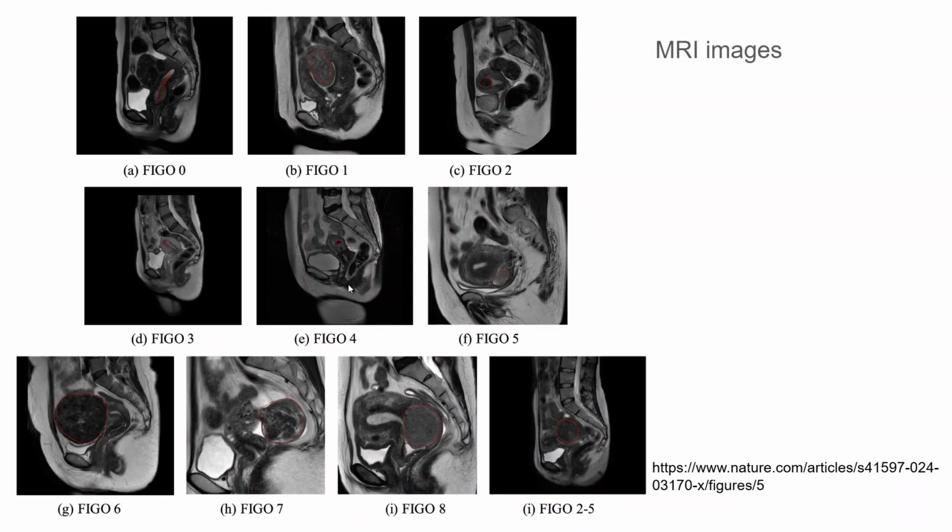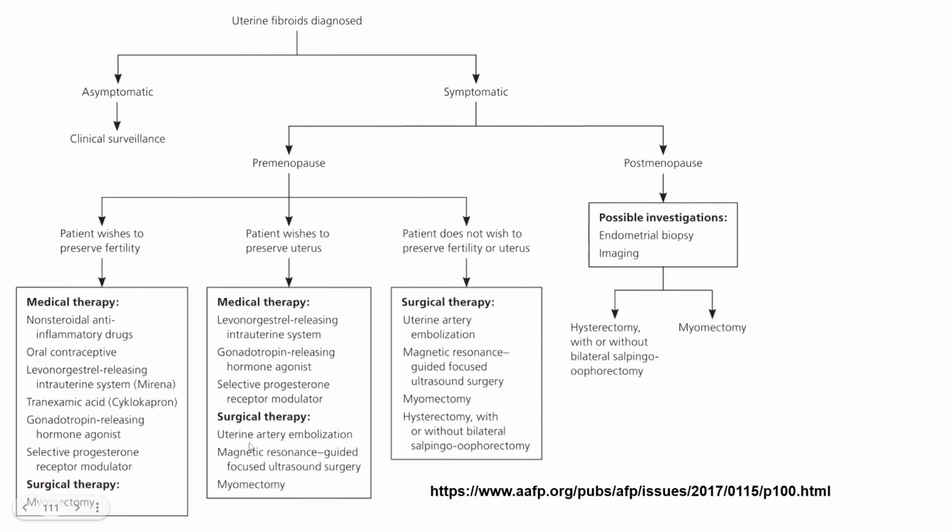The other investigation is MRI. MRI images again as per the types, type 0 to type 8. The same are seen over here in the selected images. It's for academic purposes. MRI would be in a better position to locate the fibroid and its relationship with either the serosal or the endometrial layers, and that gives you a clear idea.